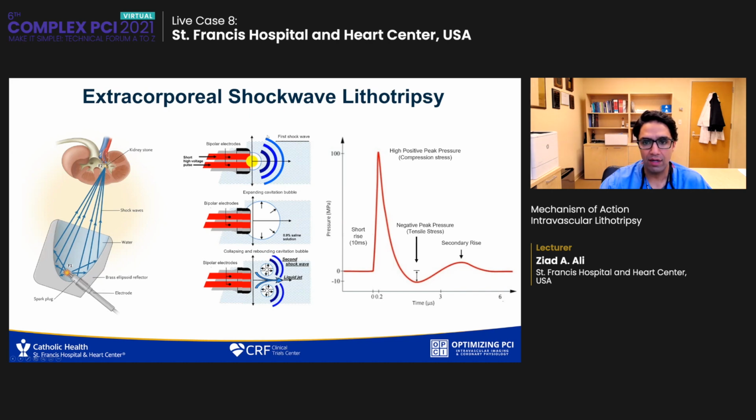And the mechanisms that work here are the first shock that is created by the short high voltage pulse, then the expansion of the cavitation bubble, and then some secondary shock waves and liquid jets that happen as a result. What you'll notice is that the pressure that's generated, 100 megapascals, is somewhere around 3,000 atmospheres of pressure. You have a short negative pressure and then a secondary rise.